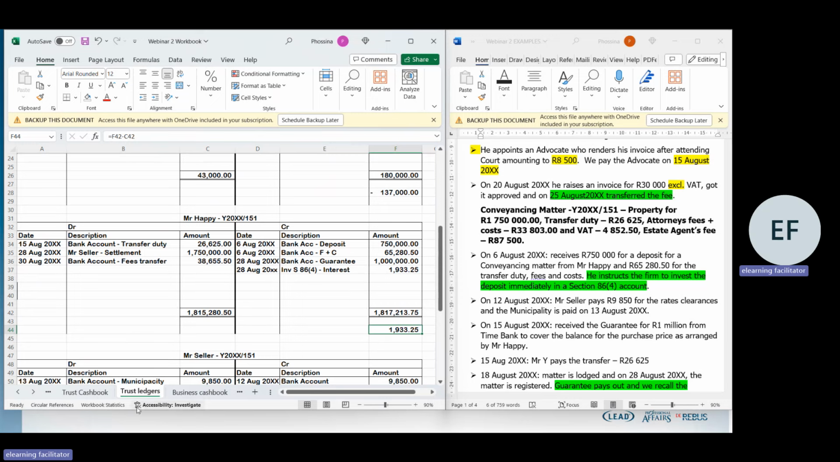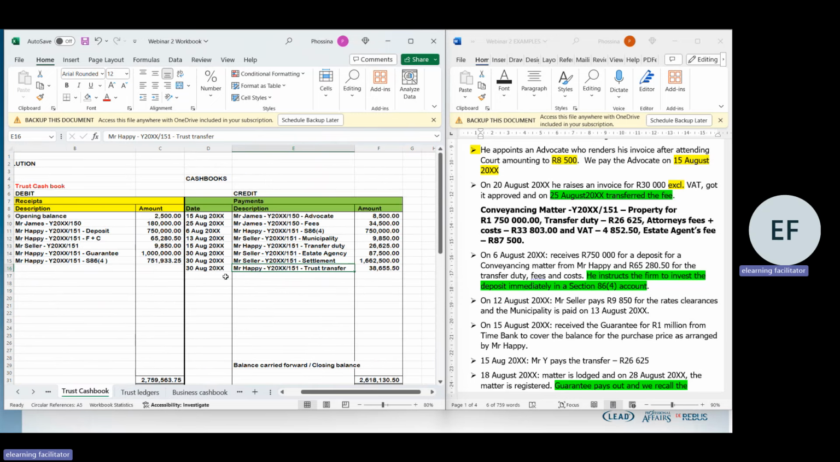So how do we pay him? We go to our cash book. Even on our bank account, we do an EFT. After doing an EFT, we show that it's a what? Interest payment. We are paying him his interest. How much is it? 1933.25. This is it. So it's a payment out of the trust.